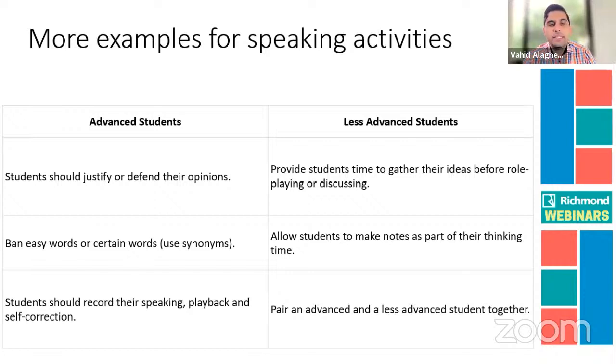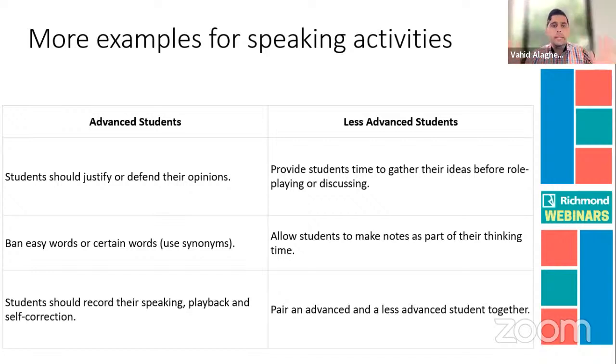And an idea for advanced students could be that students record their speaking, play it back, and self-correct, because self-correction could help them again to be the best version of themselves, as you call it, personal best. In this case, the students can do their best the next time they are presenting. These are some ideas that teachers can focus on when they are creating a student-centered learning environment.